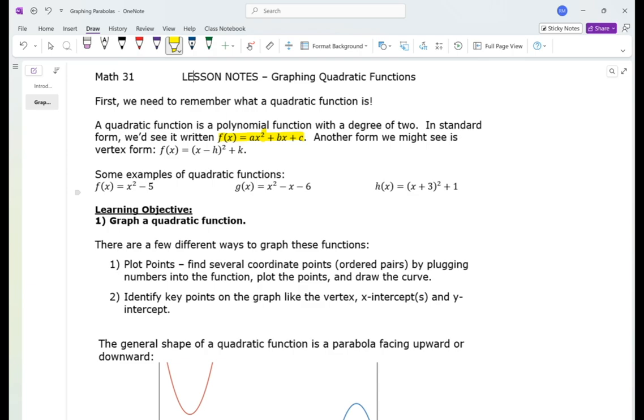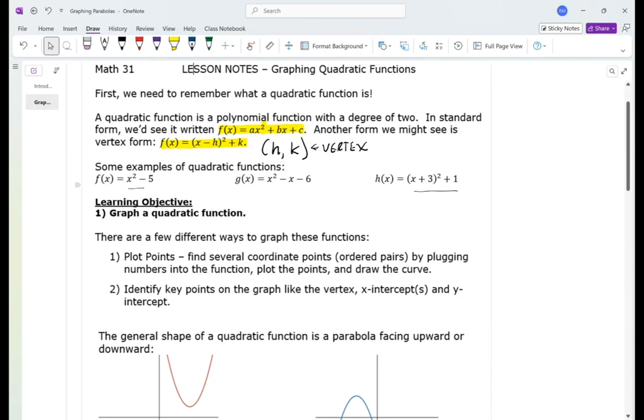The other form that we will see for quadratics is what we call vertex form. It's written in this factored form where (h, k) is our vertex. We'll talk about what a vertex is here in just a second. Here are some examples of some quadratic functions. This one's obviously written in vertex form. This one is kind of written in vertex form and kind of written in standard form, and I'll explain that as we go forward.